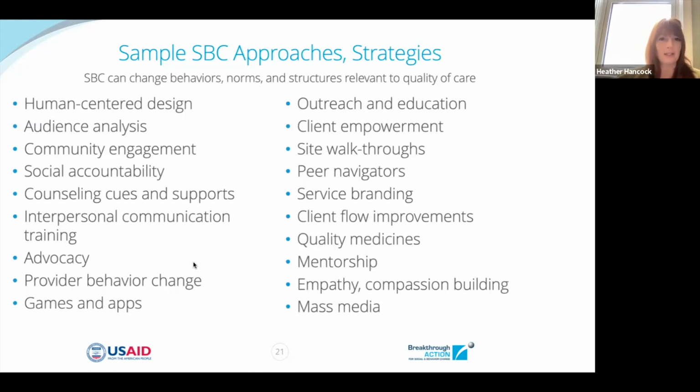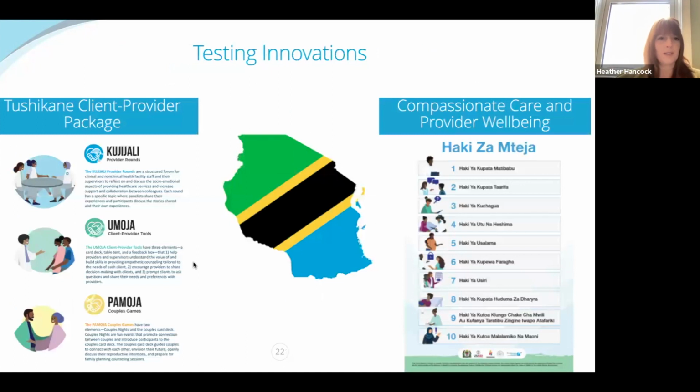And I'll end just on the next slide with something that Breakthrough Action is testing, a couple of different things in Tanzania. One of them is called the Tushikane Client Provider Package, and it really focuses on both the client side and the provider side simultaneously to really improve client-centered care and informed choice. And then the other one on the right is an initiative that is focusing on really providing compassionate care and focusing on provider well-being, as I was mentioning. And so these are two exciting things that we will keep you posted on in terms of thinking about improving quality of care from a couple of different angles that may not always have been explored.